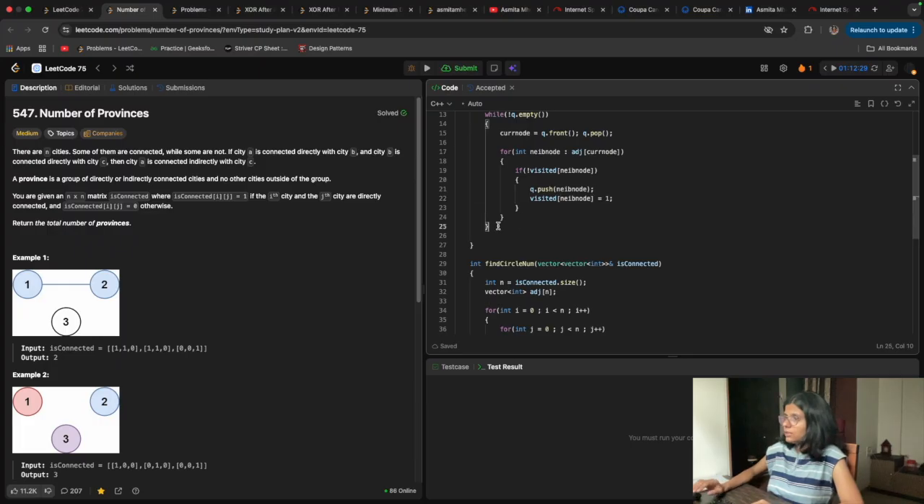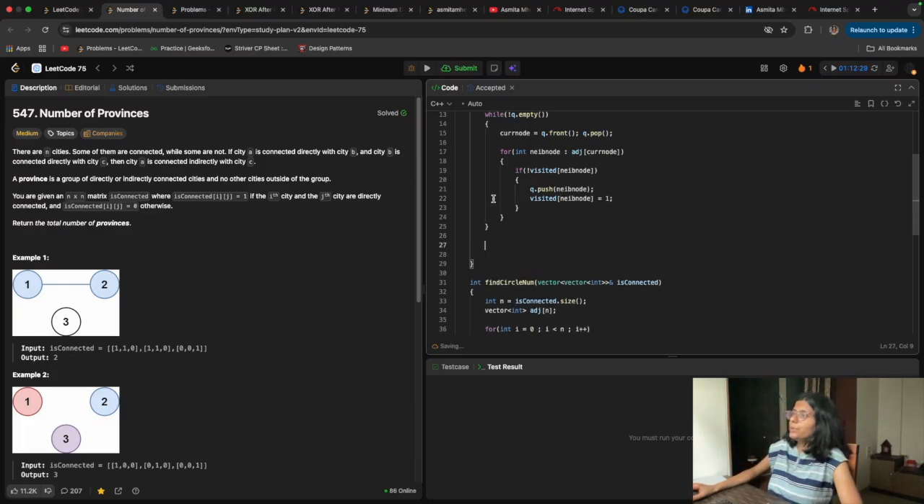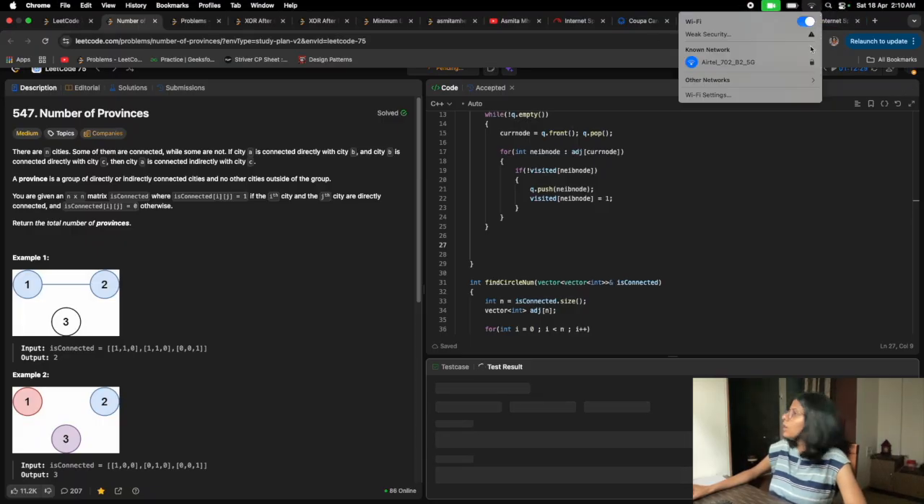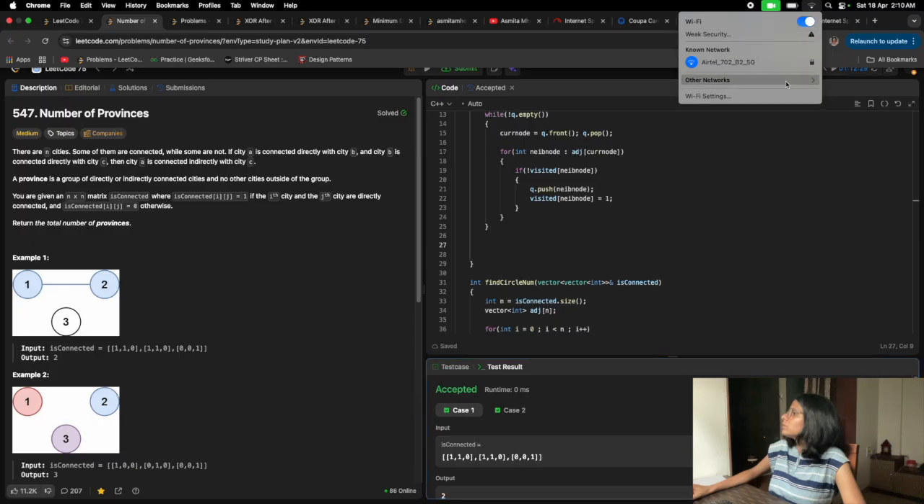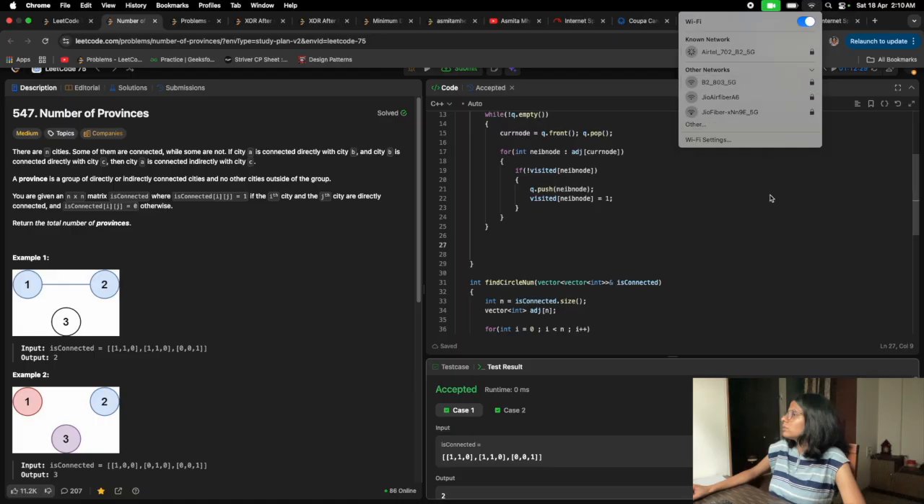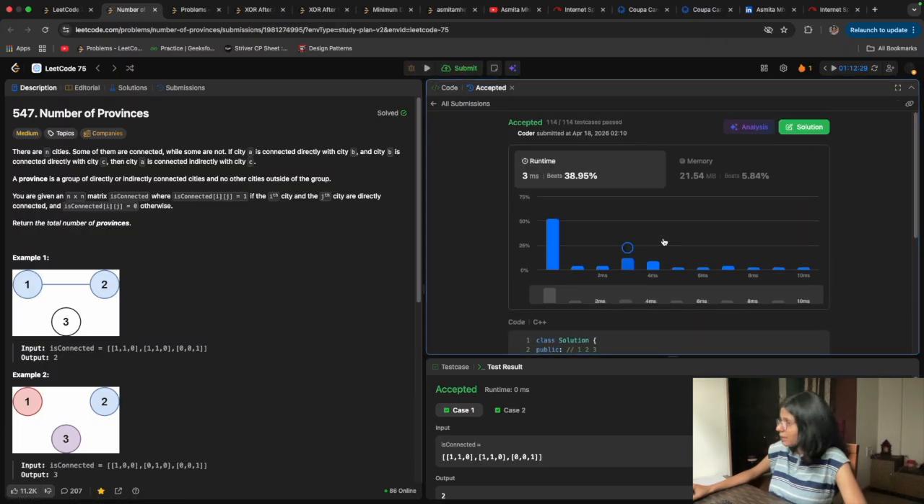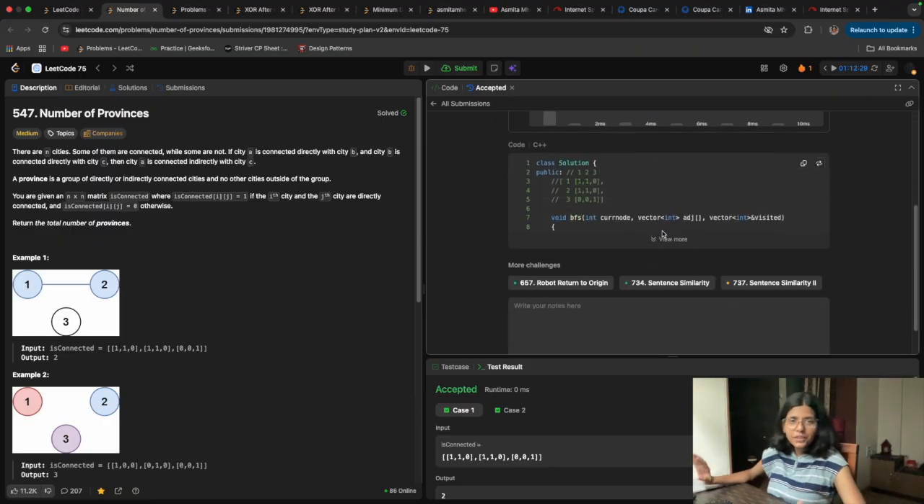After all these things, this is the BFS through which we will visit all the nodes which are connected to the node. Just run it. I hope we didn't make any silly mistake here, but the network is slow. Okay, now I will submit it, and it got accepted. So basically we solved it using BFS.